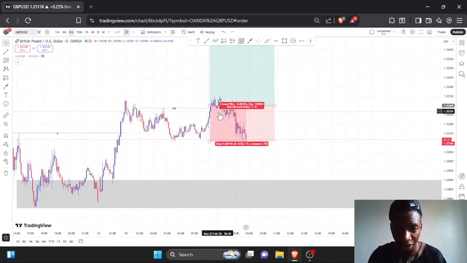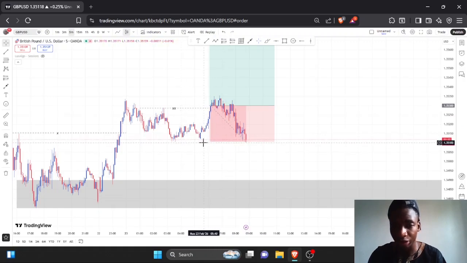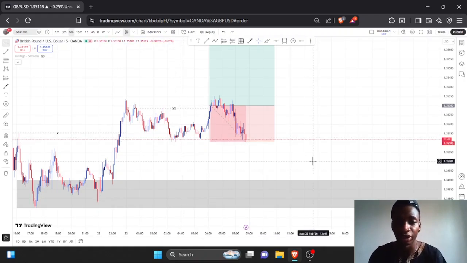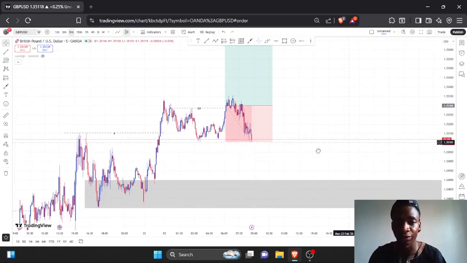The market went straight down and took the stop loss. Right now, the market first of all was meant for a liquidity grab, meant to enter the market very, very quickly. So that's all for the liquidity.